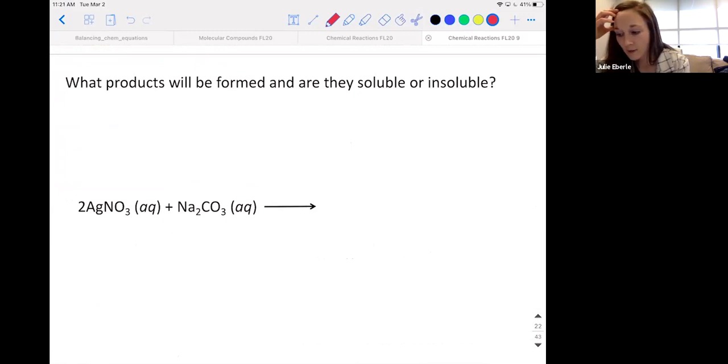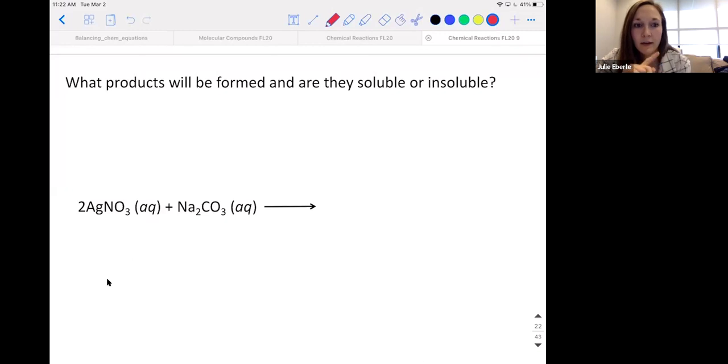So we've got silver nitrate, aqueous, and we've got sodium carbonate, aqueous. When these two react, you've got to think, what kind of reaction is this? Is it combination, decomposition, single displacement, double displacement? What do y'all think? That's going to tell us how to predict the products. Is it combustion? Everybody says double displacement. So yes, this is a double displacement reaction.